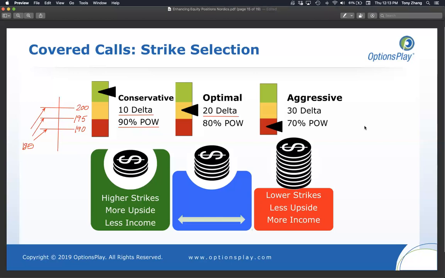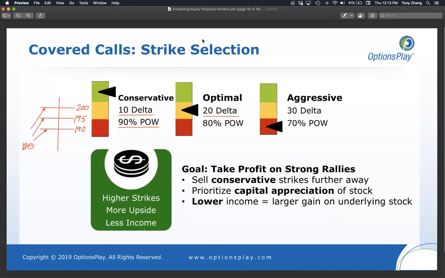What's interesting about our research is that when we sold the cash secured put, we wanted to sell puts that are close to the current price. But when we're selling covered calls, we found that you want to sell calls that are further away from the current price. We tend to find that the conservative strikes were better for selling covered calls. And the reason for this is one very important thing. The most important thing to remember when you're selling a covered call is that you own this stock.